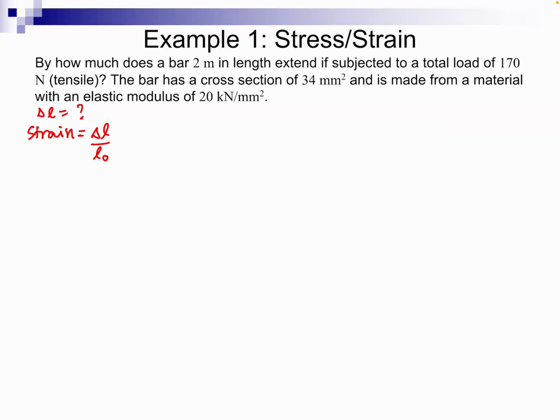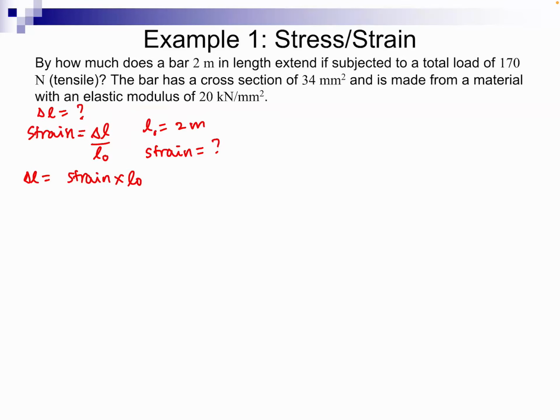All right, we know the original length. It's 2 meters. We don't know the strain. For us to know delta L, we need to know the strain. We have to multiply the strain by the original length L0. We know the original length, but we don't know the strain, so we have to figure out the strain.